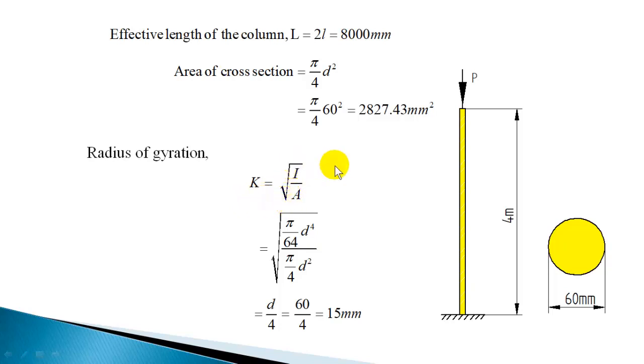Now to find the slenderness ratio, first let us find the radius of gyration. Radius of gyration is root of I by A, where I is the least moment of inertia, but this is a circular cross section, so you have only one value for moment of inertia, which is pi by 64 d to the power of 4. And area of cross section is pi by 4 d square. So you can reduce this. Pi cancels, 4 in 64 is 16 times, and d square cancels. You get d square by 16 inside the root, and when you take the root, you get d by 4. Diameter is 60, so 60 by 4, you will get 15 mm as the radius of gyration.